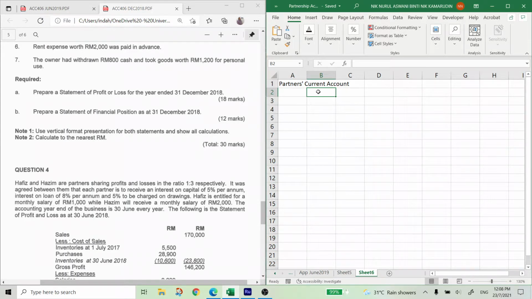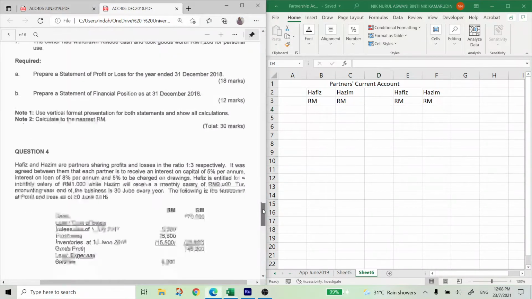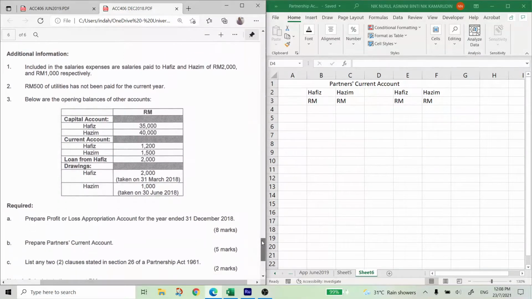Make sure you have a column for each of the partners, Hafiz and Hazim. As usual, when we prepare the account, we're going to check for any opening balance. Yes, there is an opening balance, so we're going to start with the opening balance. Balance b/d: for Hafiz it is 1,200, and for Hazim it is 1,500.